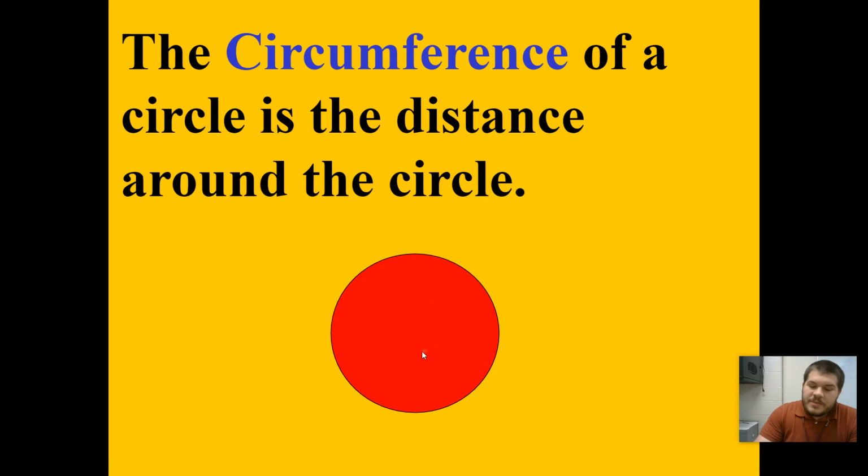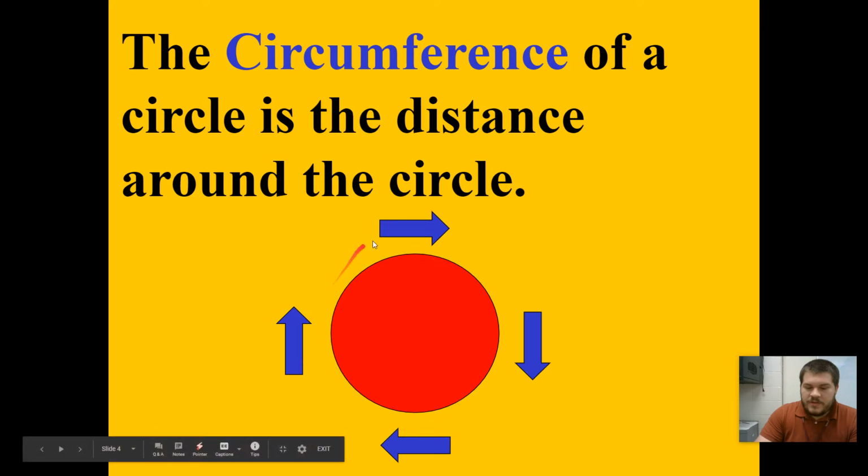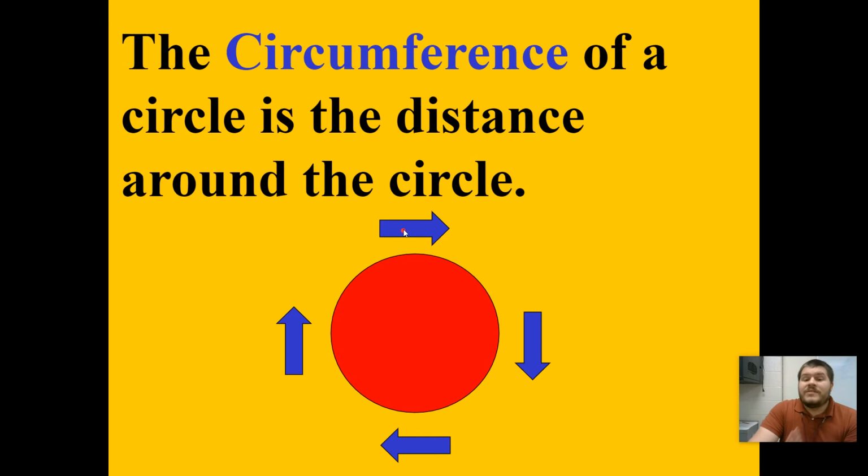So first thing we're going to talk about is circumference. The circumference of a circle is the distance around the circle. So if I start at a point here and go all the way around the circle, the circumference is how far that is. Another way of saying it is the circumference is the perimeter of the circle. So kind of what we talked about yesterday.